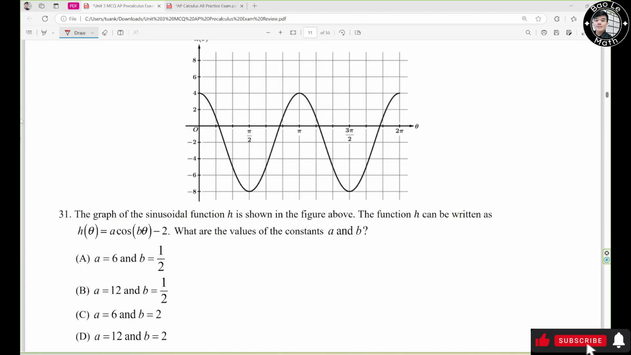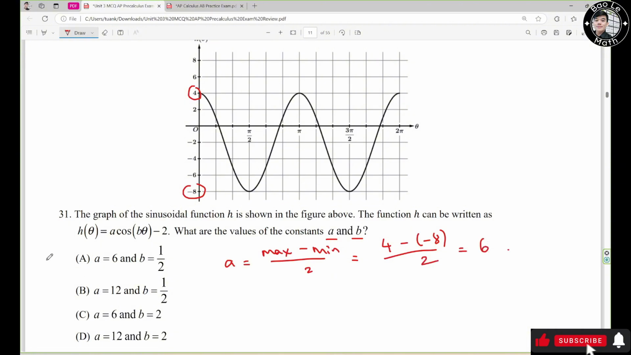Now question 31, similar to question 30. And we need to solve for A and B, right? Now the amplitude is going to be maximum subtract minimum divided by 2, right? So maximum is going to be 4, minimum is going to be negative 8, right? So 4 subtract negative 8 divided by 2. Alright, so it's going to be 6, right? So the answers B and D are incorrect, right?